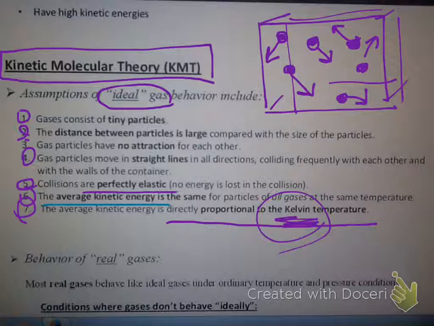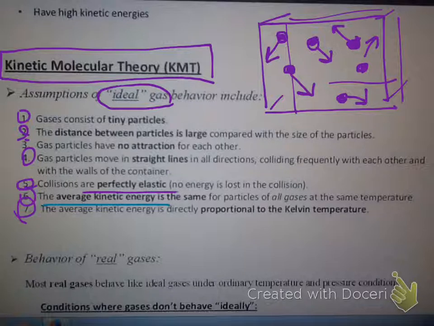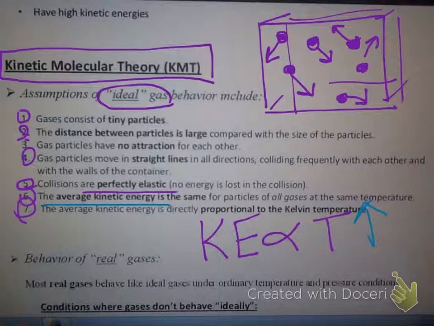But let's read this again. It says the average kinetic energy is directly proportional to the Kelvin temperature. I'm going to write that in equation mode or a proportionality mode. If you have the kinetic energy of a gas proportional to the temperature in Kelvin, what does that mean? Proportional means they move in the same direction. So if I increase the temperature of the gas, I increase the kinetic energy by the same proportional quantity.